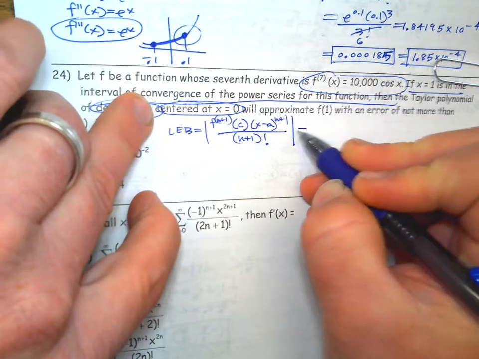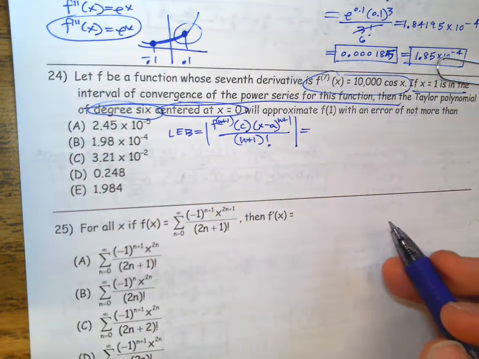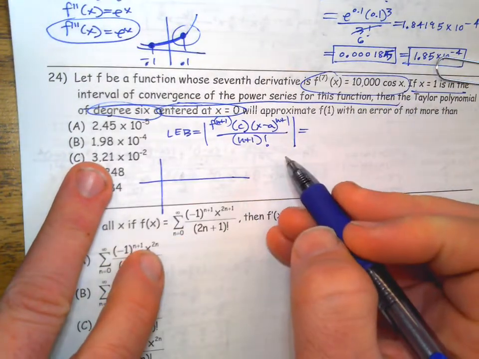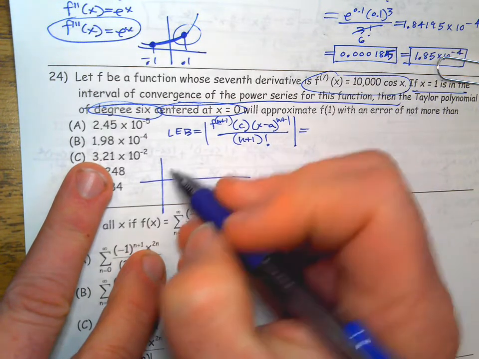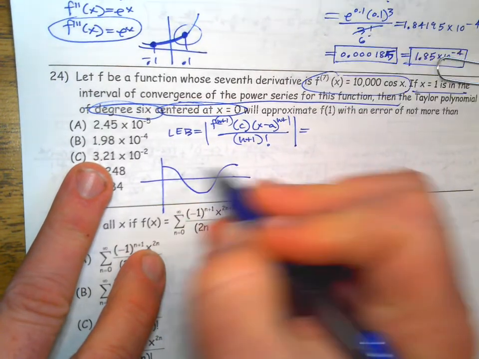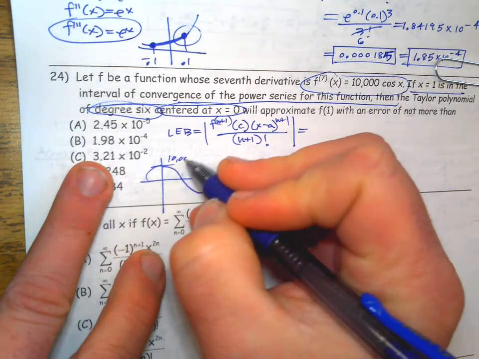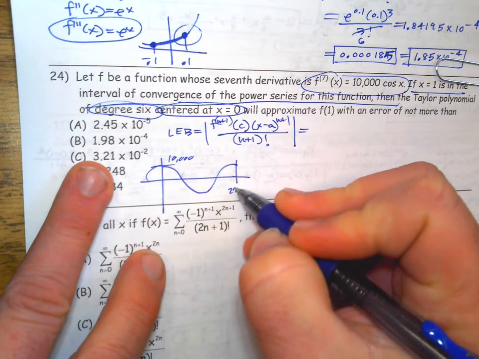So for us, they've kind of done the hard part for us. They found the seventh derivative, which I would draw a sketch. I need some kind of evidence. You could do EVT full blown, or you could use a picture. Now, this is what that looks like. 10,000. This is 2 pi.